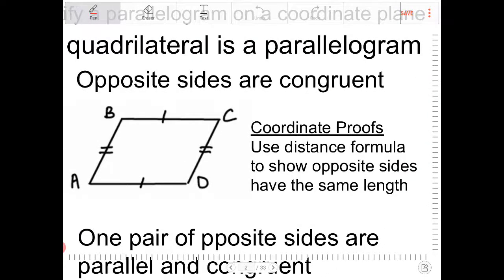How would you show opposite sides are congruent on a coordinate plane? Well, in this case, you would use the distance formula to show that opposite sides have the same length. I say the distance formula, but we all know that we don't have to use the distance formula verbatim. The distance formula is just the Pythagorean theorem. So you may use the Pythagorean theorem to show that opposite sides have the same length.